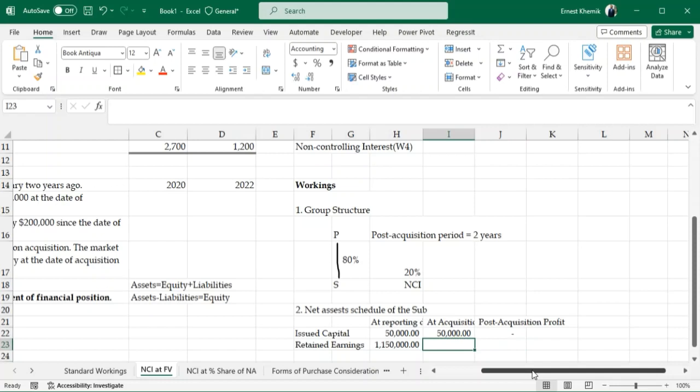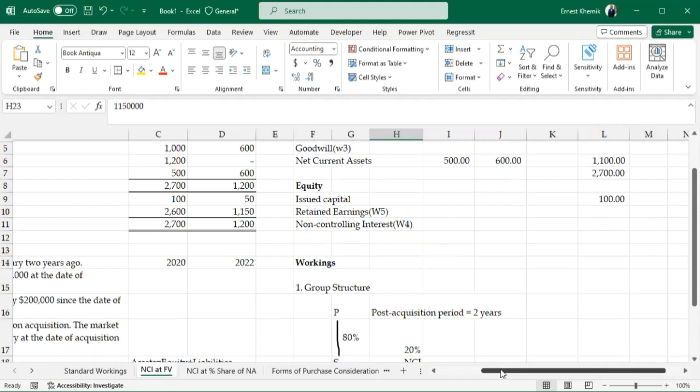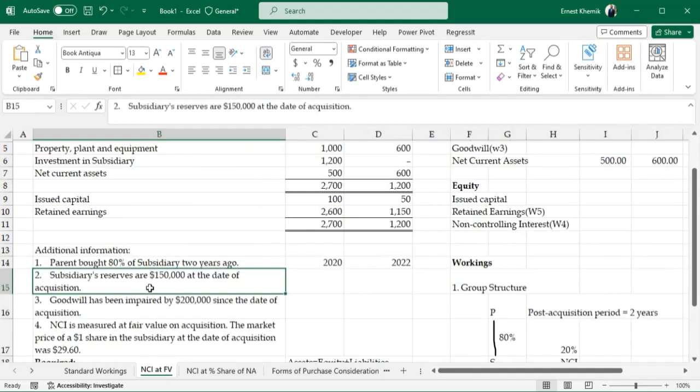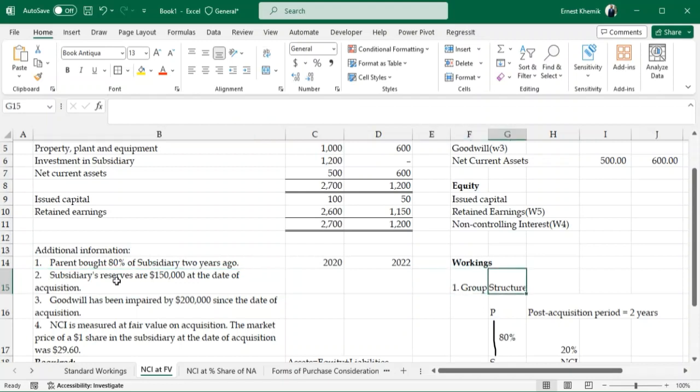And then for my retained earnings, let's go to the additional information. The retained earnings for the subsidiary. So the subsidiary's reserves are 150,000 at the date of acquisition. This is what we call the reserves, or the retained earnings. Reserves, capital reserve, is the previous term that is used to refer to retained earnings. The most current term that we use nowadays is retained earnings.